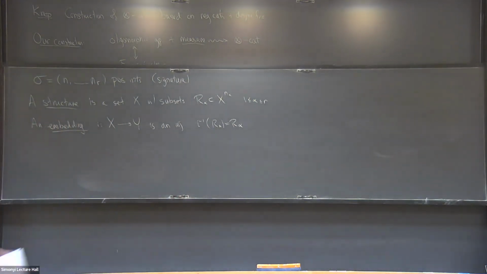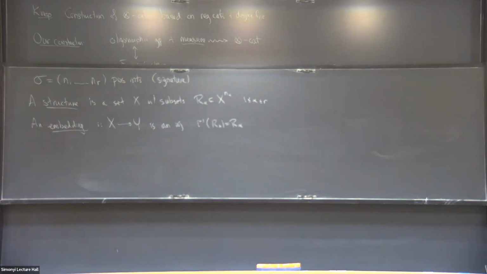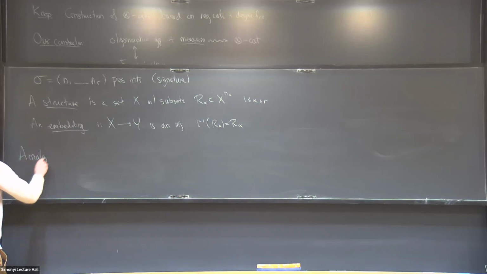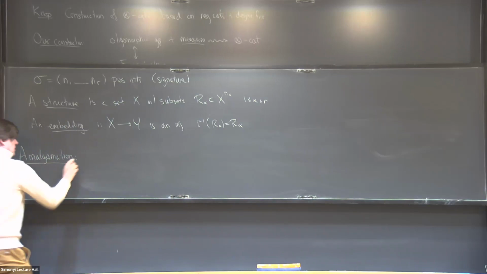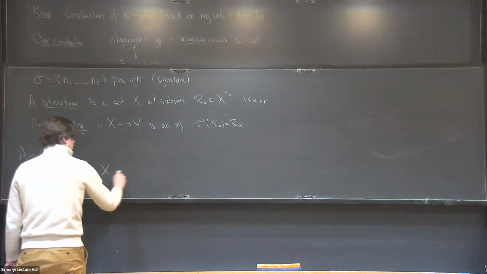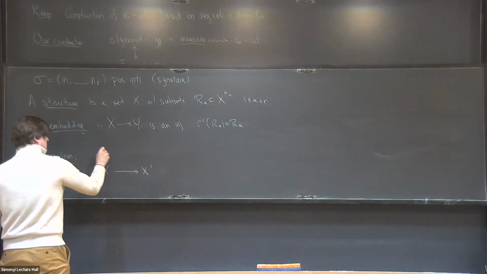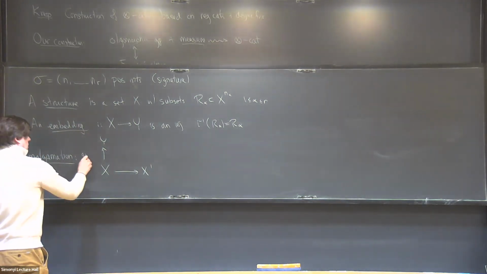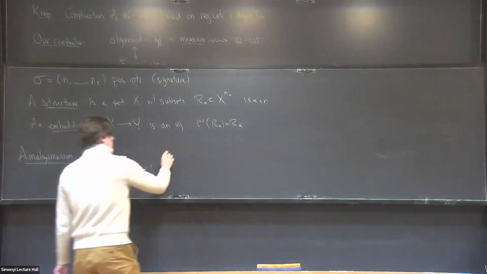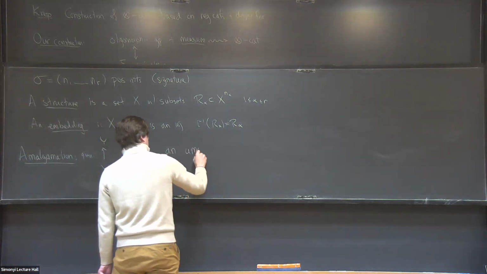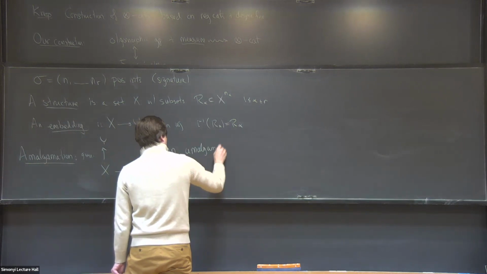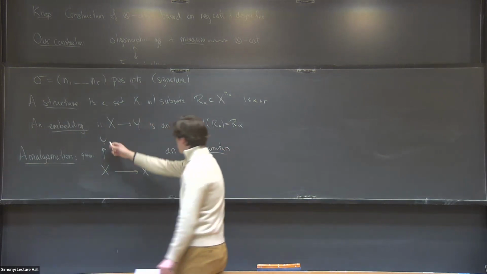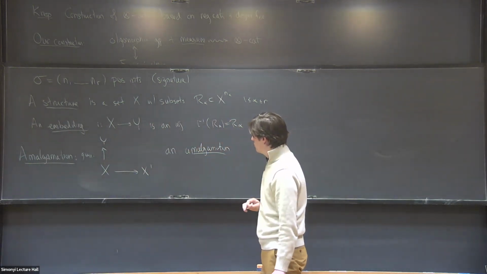And then a really important concept throughout this whole thing is the idea of an amalgamation, which maybe you can just guess based on the word. It's some kind of gluing. So if I have embeddings of structures like this, given this setup, an amalgamation is a way of gluing y and x prime over x.